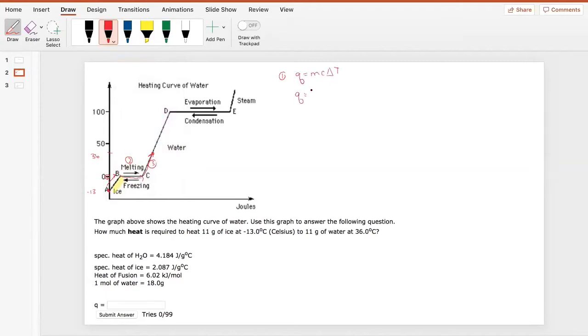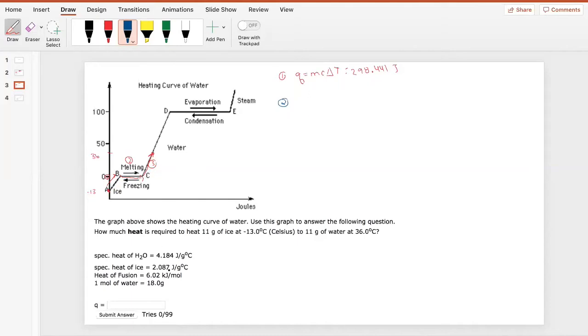So we'll find that Q is equal to our 11 grams of ice times the specific heat of ice in the solid phase, so 2.087 joules per gram degree Celsius, multiplied by the change in temperature, which is 0 degrees, which would be our melting point, minus the original negative 13 degrees Celsius. This value ends up being 298.441 joules.